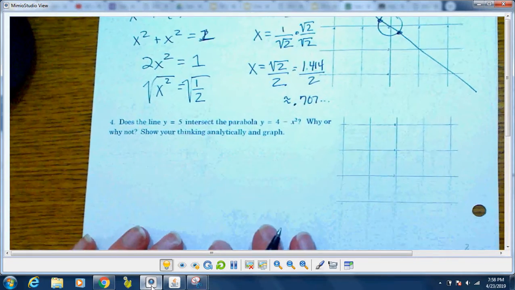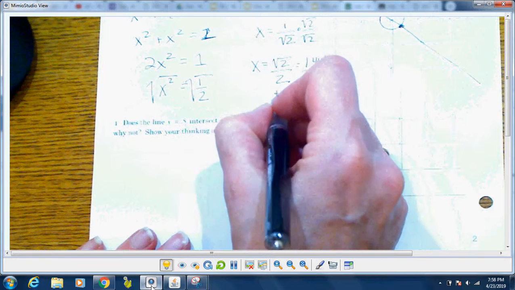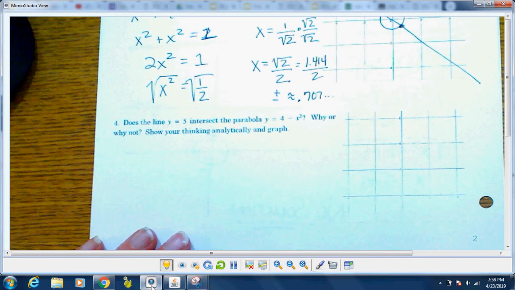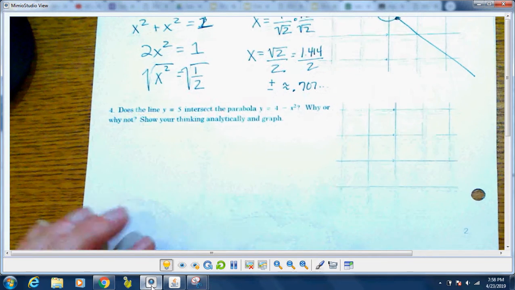Number 4. So this should be positive or negative. And I'm going to be honest with you, when we take the square root, I'm still trying to figure out where the positive and the negative comes from on that. I'm going to have to spend some time on that one.